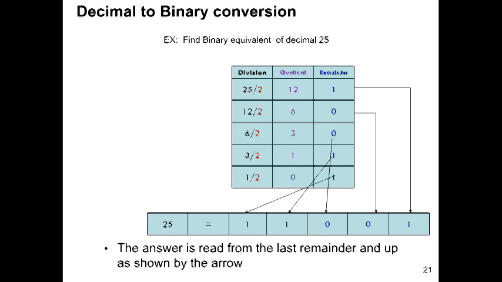See, the answer is read from the last remainder and up as shown by the arrow. Now there are a few examples. We have done the equivalent of this decimal 25. The other example is for 125.